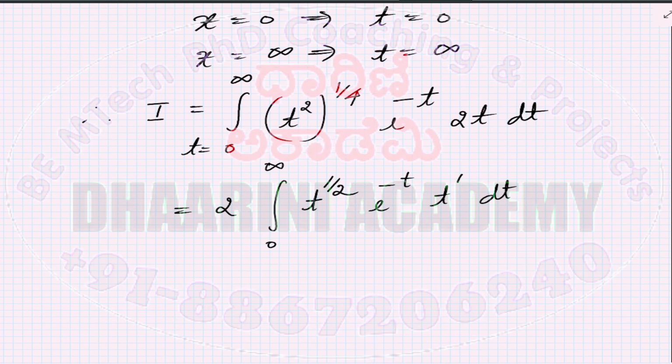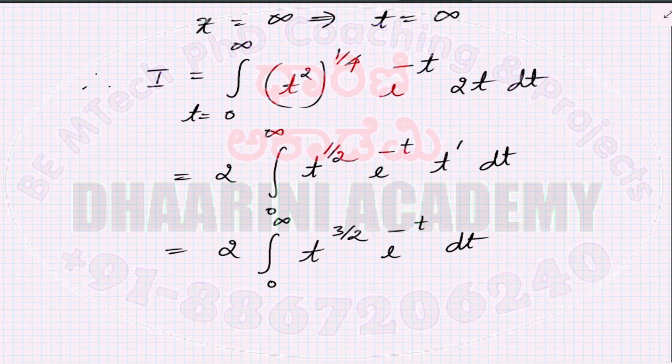Okay, so in the next step, I'll bring this into some standard format. This is 2 times 0 to infinity. So t to the half and t to the 1, I have to club them together. So the powers get added up. Half plus 1 is 3 by 2. So this becomes t to the power 3 by 2 into e to the minus t dt.